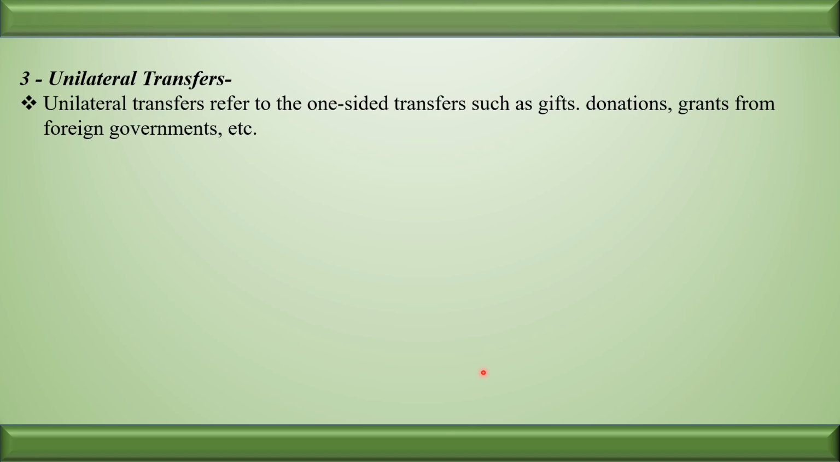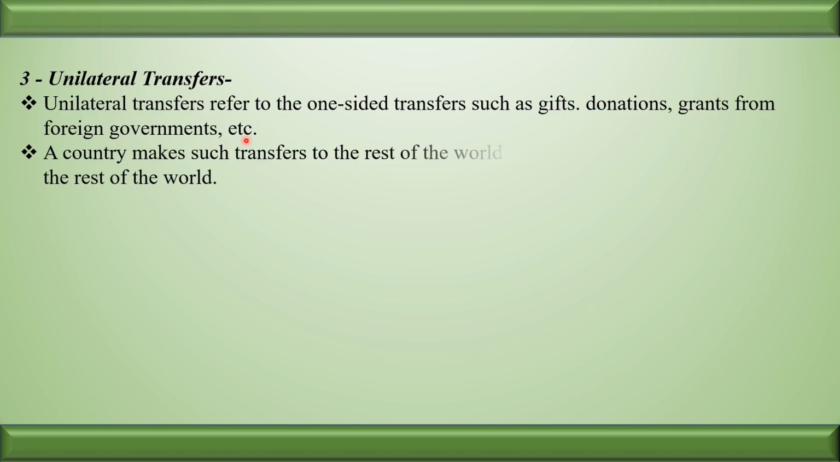Let us discuss the third component of current account, that is unilateral transfers. Unilateral transfer refers to one-sided transfers such as gifts, donations, grants from foreign government, etc. A country makes such transfers to the rest of the world, as well as receives transfers from the rest of the world. Mostly when another country is facing the problem of drought or calamities, the Indian government donates money or goods and provides financial help. And when our country is facing a problem, we also receive donations, grants, and financial assistance from other countries.